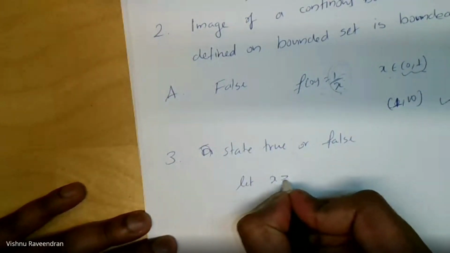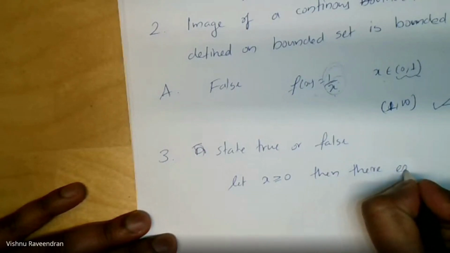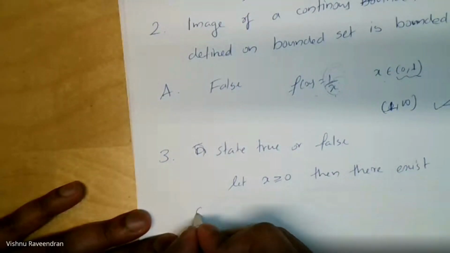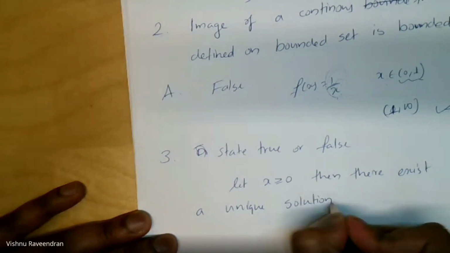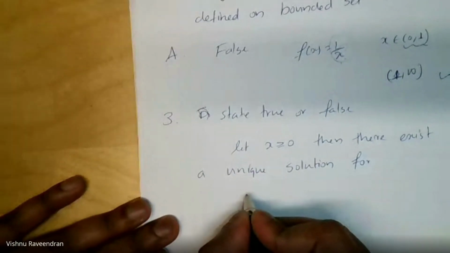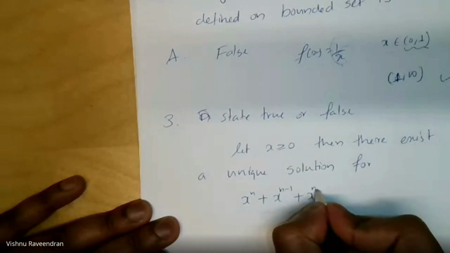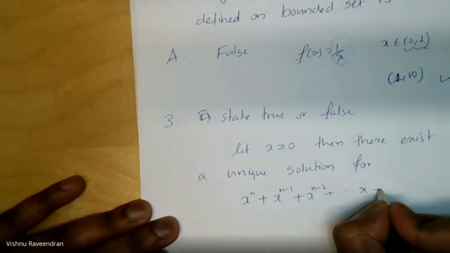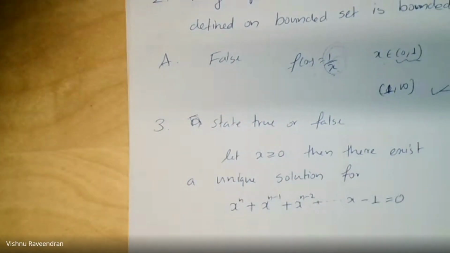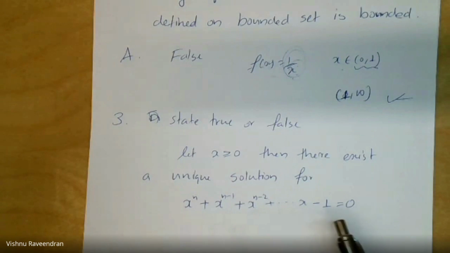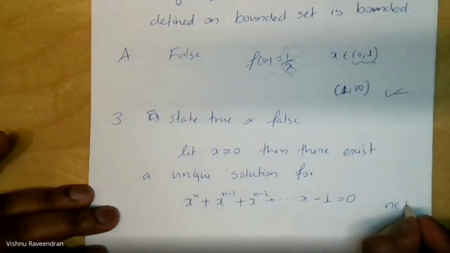Let x be positive. Then there exists a unique solution for the polynomial x to the power n plus x to the power n minus 1 plus x to the power n minus 2 plus up to x minus 1 equals 0. This is our question. We have a polynomial of order n, and n is a natural number.